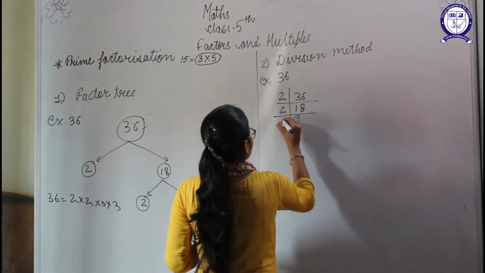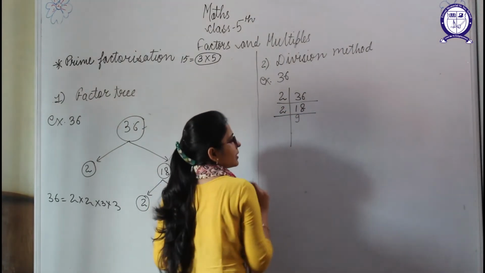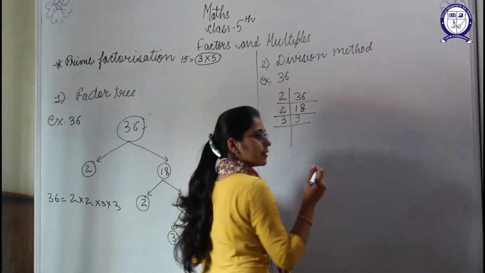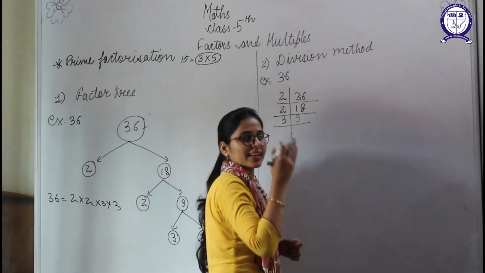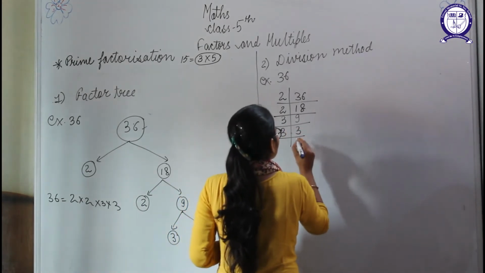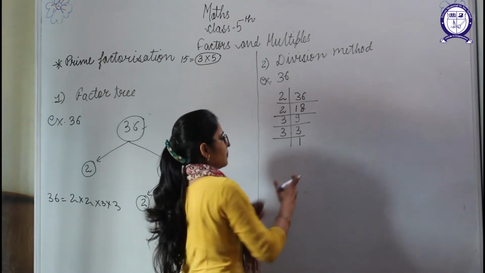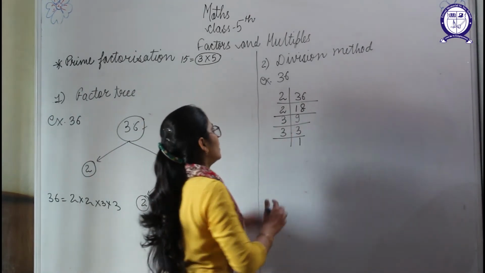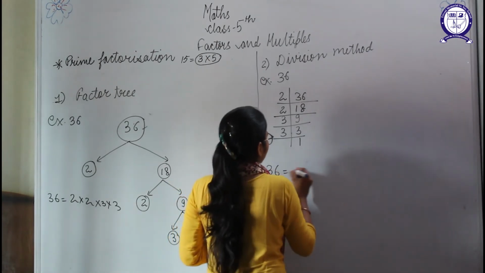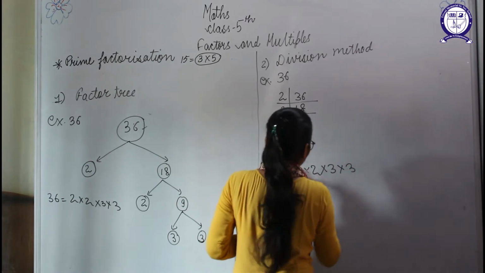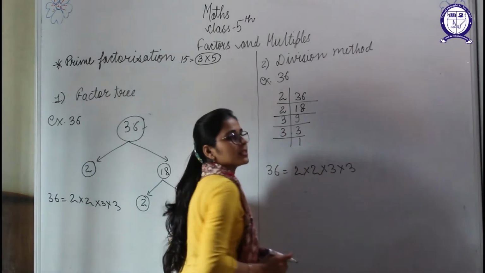So 18 divided by 2, 9 will be the quotient. 9 is not divisible by 2, so we will check for 3. While dividing 9 by 3, we get 3, and 3 divided by 3 is 1. So you have to divide the number until the quotient remains as 1. Now the factors of 36 will be 2 multiply 2 multiply 3 multiply 3. So 2 2s are 4, 4 3s are 12, 12 3s are 36.